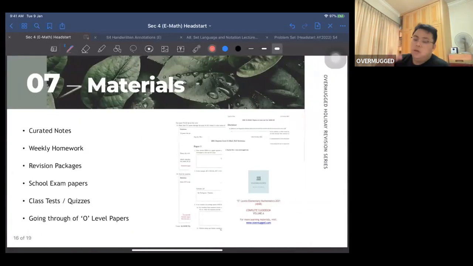Last thing will be all the other resources that you have at your disposal with me. Some I provide for Overmark for free, like monthly questions, which is coming back. School papers, I'll give to my private students. Revision packages, I'll create for everyone. Quizzes and tests, I'll go through the O-level papers and provide all the answers that you need to strive for your O's. So this is primarily what I will do.